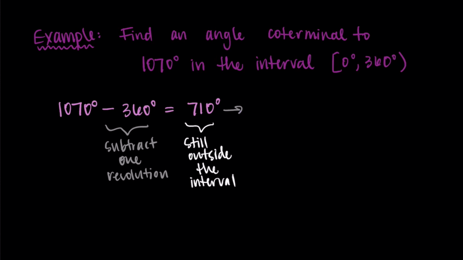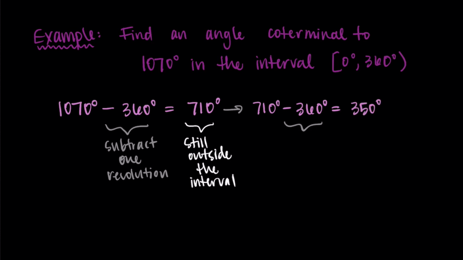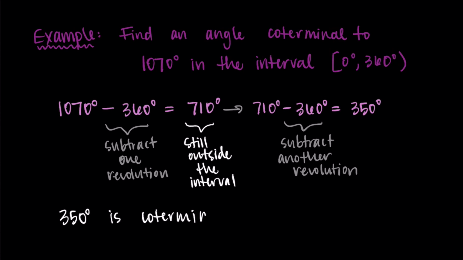So I need to repeat this process. I'm going to subtract another revolution. So I'm going to subtract 360 degrees, and when I do this, I get 350 degrees. And that 350 degrees is small enough, it's in my interval that I'm looking for. So the angle 1070 was just really big. We had to subtract off two revolutions to get us down to 350 degrees. And so now we could say that 350 degrees is coterminal to 1070 degrees.